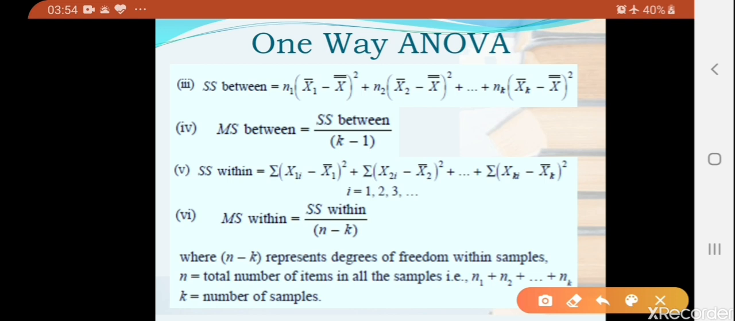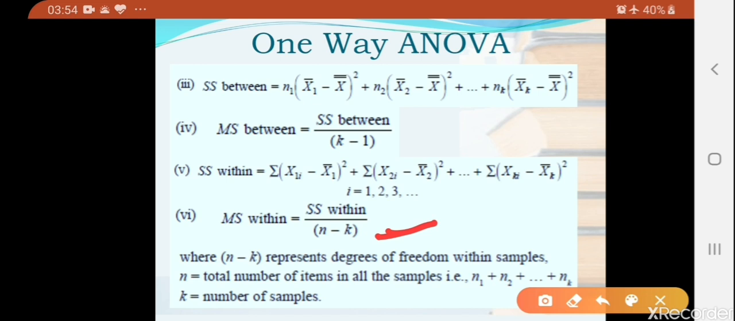So for each item in sample number 1, for example, first of all we will consider sample number 1. For each item, what is the deviation from its mean? Its square. Okay, the square of the deviation for sample number 1, for all the items of sample number 2, for all the items of sample number 3, and so on. So that is SS within, and when we divide it by the degrees of freedom, that is MS within.